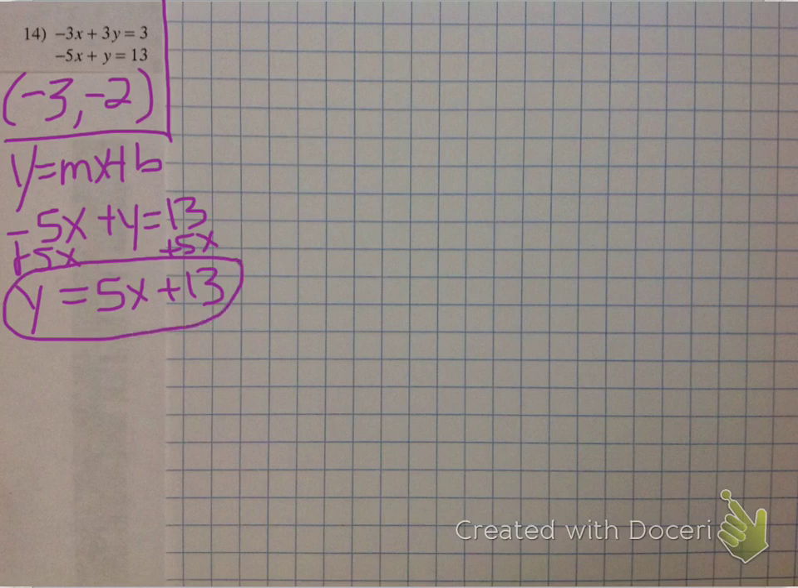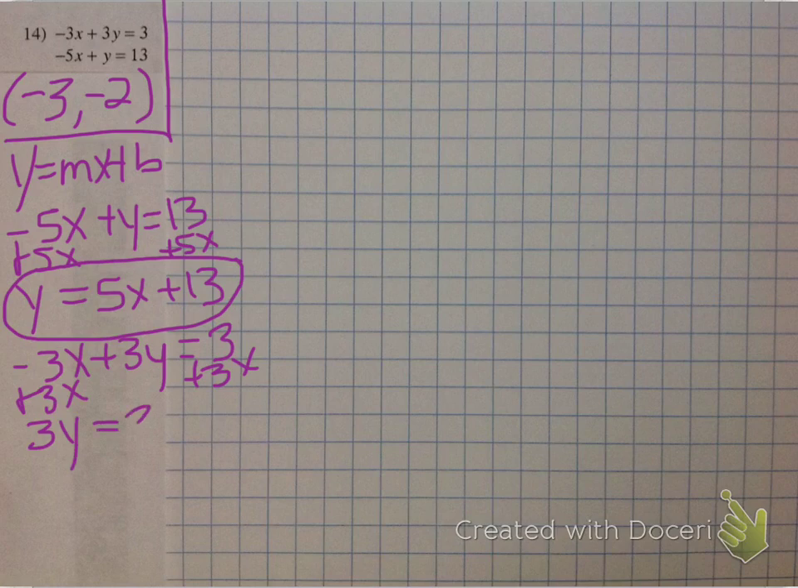And then my other one is -3x plus 3y equals 3. Add 3x on both sides. Then I have 3y equals positive 3x plus 3. Divide everything by 3. Y equals x plus 1.